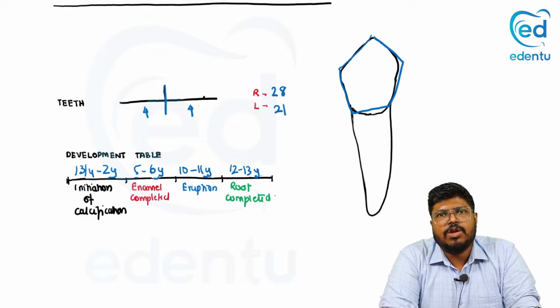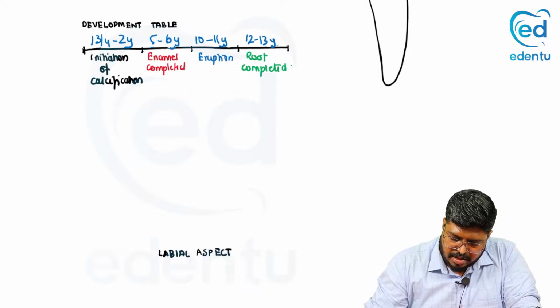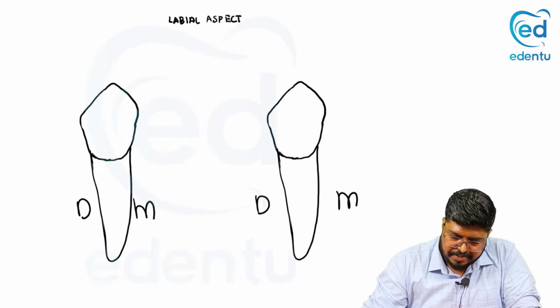Therefore, initiation of calcification occurs between 1 and 3/4 to 2 years. The completion of the enamel will occur between 5 to 6 years. The eruption will happen between 10 to 11 years, and completion of the root will occur between 12 to 13 years. Now that we are done with the developmental table, we shall now proceed towards the buccal aspect of the mandibular first premolar.